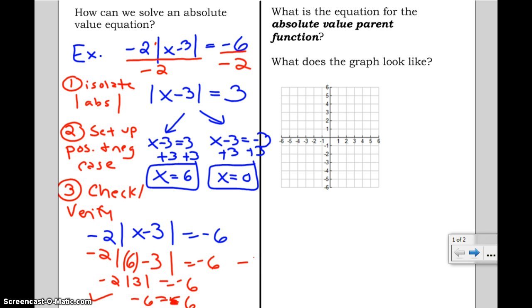If I want to check the other one, I'll have to do the same. I'll say -2, and then I'm going to replace x with 0. Should give me -6. Look inside the absolute value first. 0 minus 3 makes -3. But remember, those straight lines around the -3 mean the absolute value of -3, which is always positive 3. So positive 3 multiplied by -2 also makes -6, which is correct. So both of those answers do work. I verified it. I'm correct. So 6 and 0 both work for this absolute value equation.